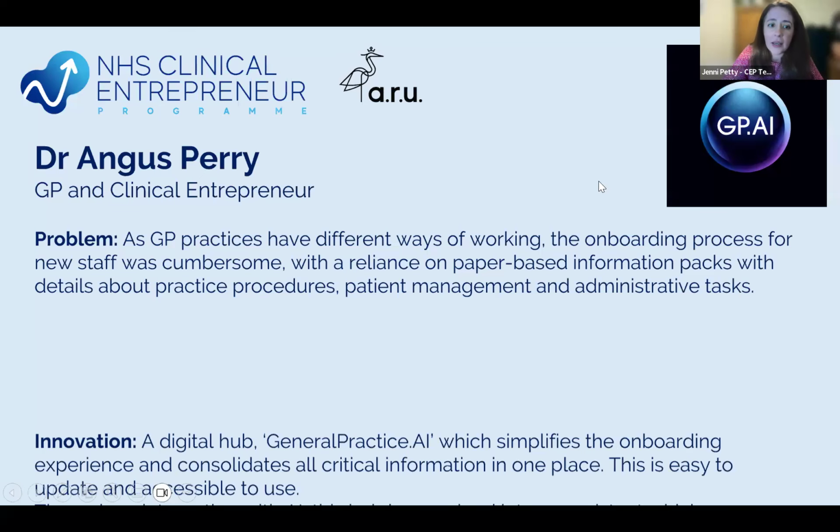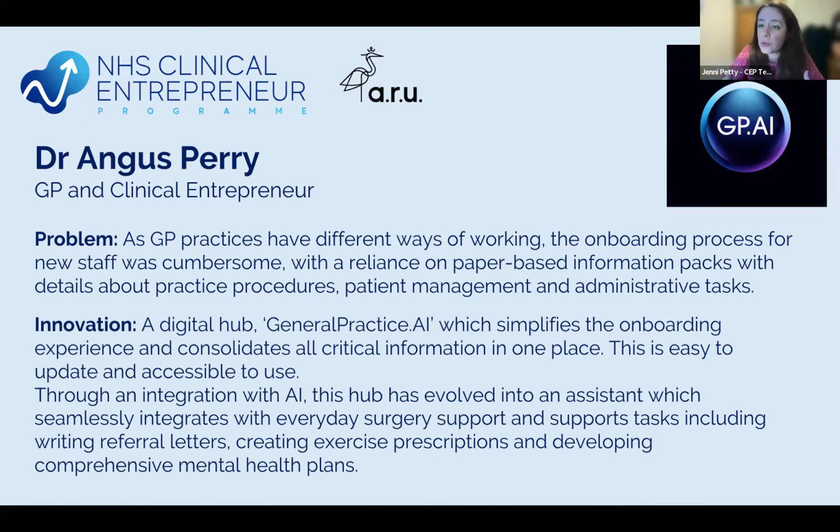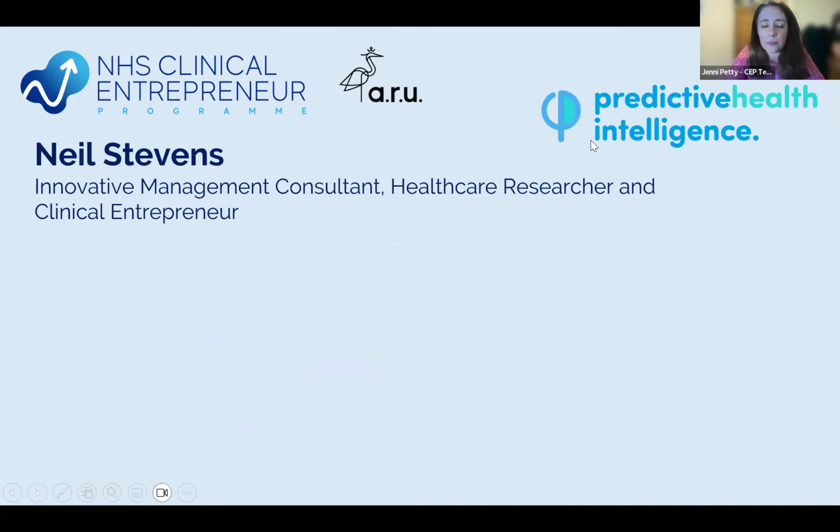So in response to this, Angus Perry created a digital hub called General Practice AI, which simplifies that onboarding experience, puts all the key information in one place, can be updated easily, can be more accessible. And by then going on to integrate this with AI, the hub has evolved into an assistant that helps with everyday GP practice tasks like writing referral letters, creating exercise prescriptions, and developing mental health plans. So this is another type of innovation and in a different area.